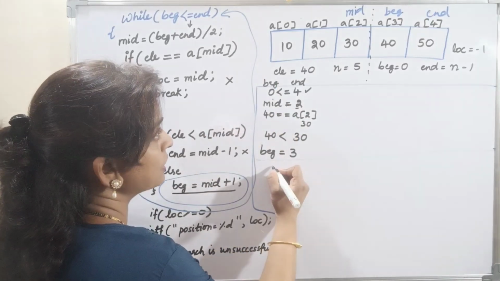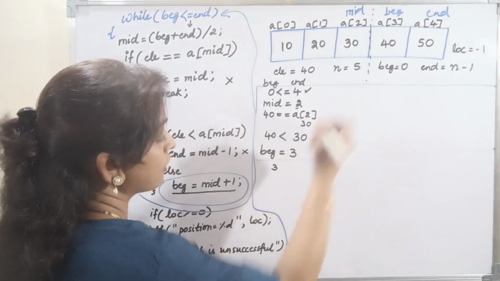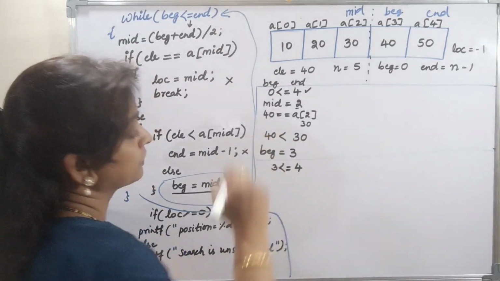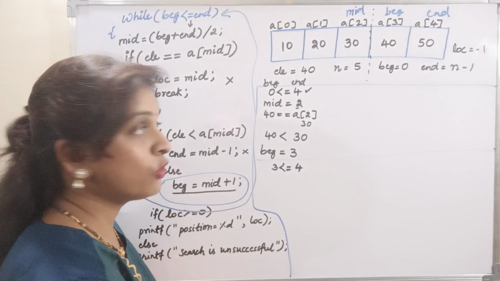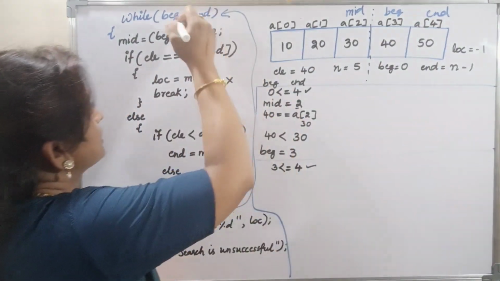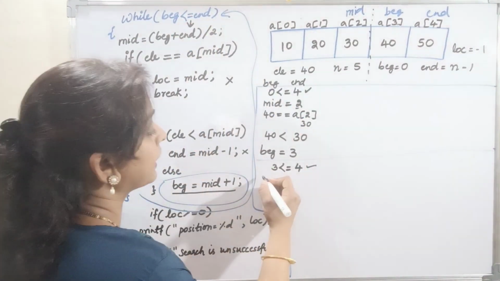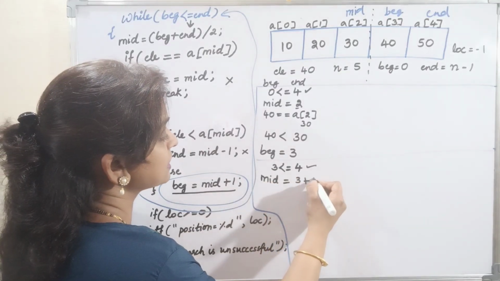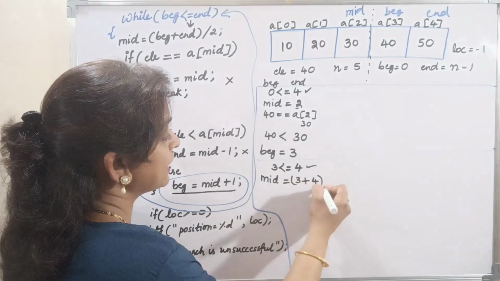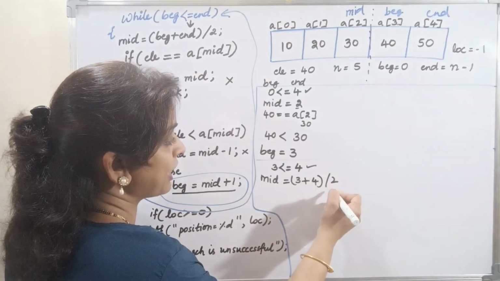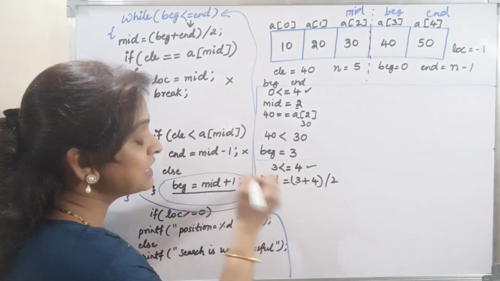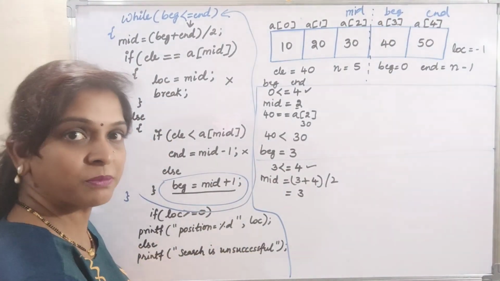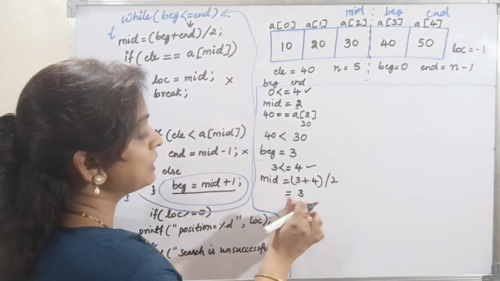Beginning is how much? 3. Ending is how much? 4. Is 3 less than or equal to 4? Yes, condition true. Once again get inside. Calculate the mid position. Mid equal to 3 plus 4 divided by 2. So it is 7 by 2 which is 3.5. As mid is of integer type, it will take only 3. 3.5 means only the whole part 3. So mid value is 3.